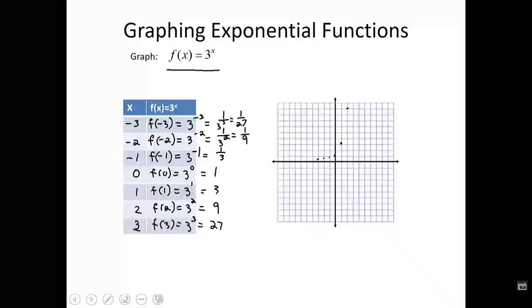So we obtain the graph by connecting the points. All right, so this is the graph of f of x is equal to 3 to the x.